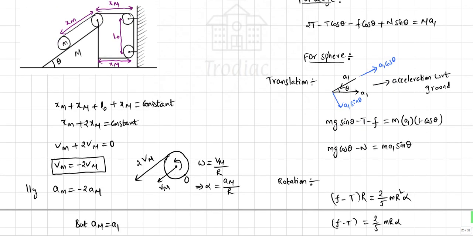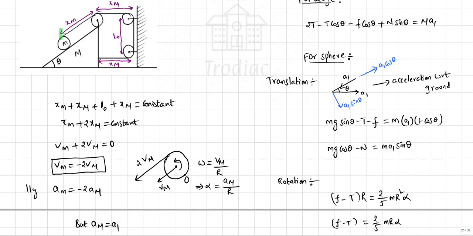So we can write x small m plus x capital M plus L naught plus x capital M equal to constant. This total length of the string is constant. But L naught is also a constant, so that implies x small m plus 2 x capital M equal to constant. If we differentiate this with respect to time, we get Vm plus 2V capital M equal to 0. That implies V small m equal to minus 2V capital M. So this minus sign implies that if the wedge moves right, the sphere moves down.